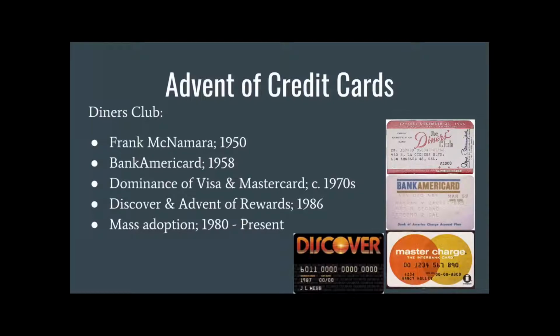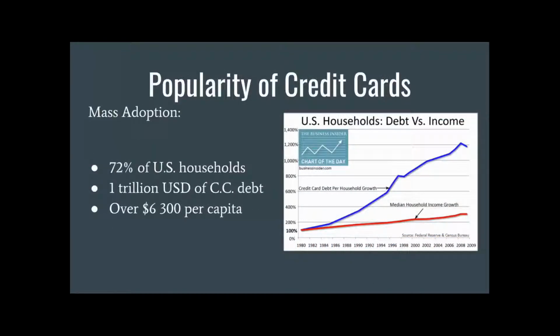In 1986, a new network appears, Discover. They are one of the first to offer a credit card with rewards such as points and cashback. Credit cards have become ubiquitous in our daily lives, even more with the advent of the internet and online shopping. As the popularity of credit cards exploded, so did the debt. Over 72% of American households carry credit card debt totaling over 1 trillion US dollars. That is approximately $6,300 per person. These extreme levels of debt are unprecedented.